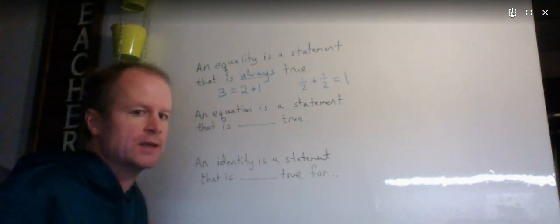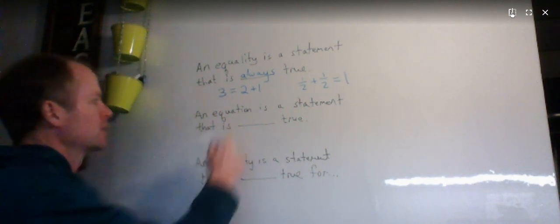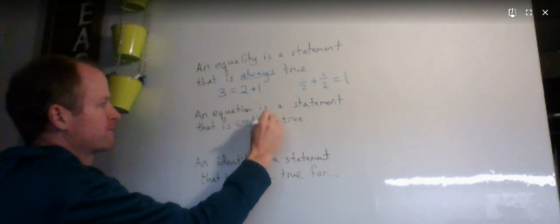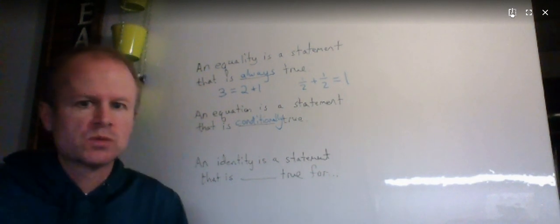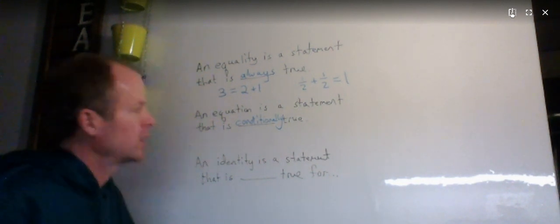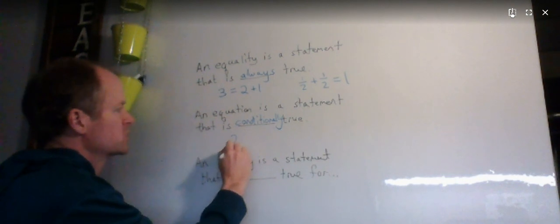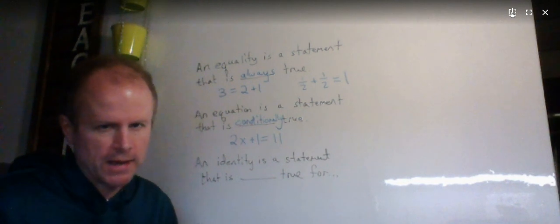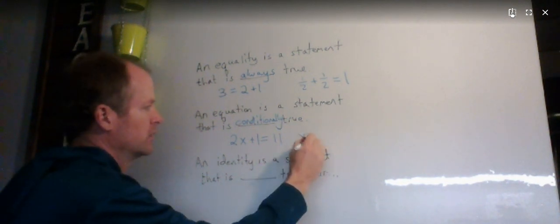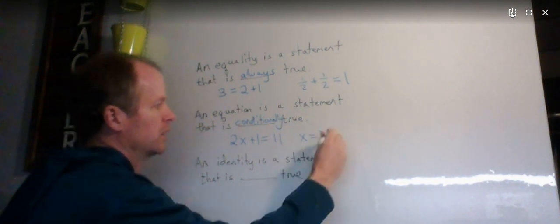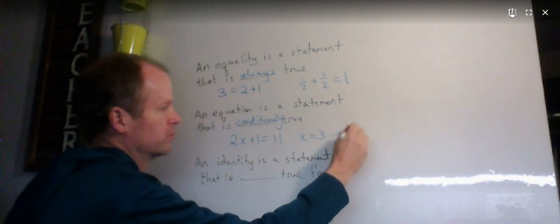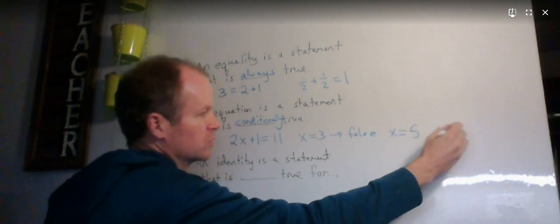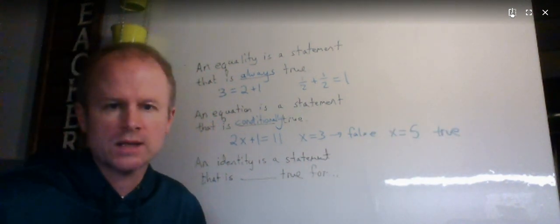An equation is something that is conditionally true. What that means when we say conditionally true is we're talking about something that might be true depending on the variable. So 2x plus 1 equals 11. If I say x equals 3, it's false. But if I say x equals 5, then it would be true. So it just depends on what your x value is.